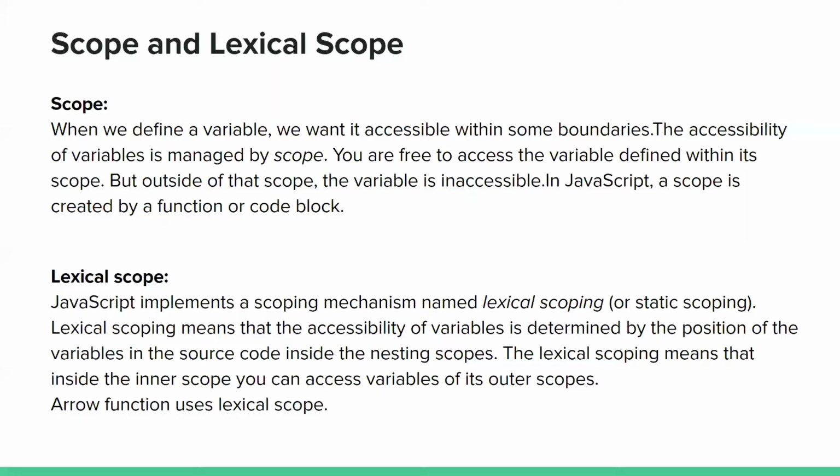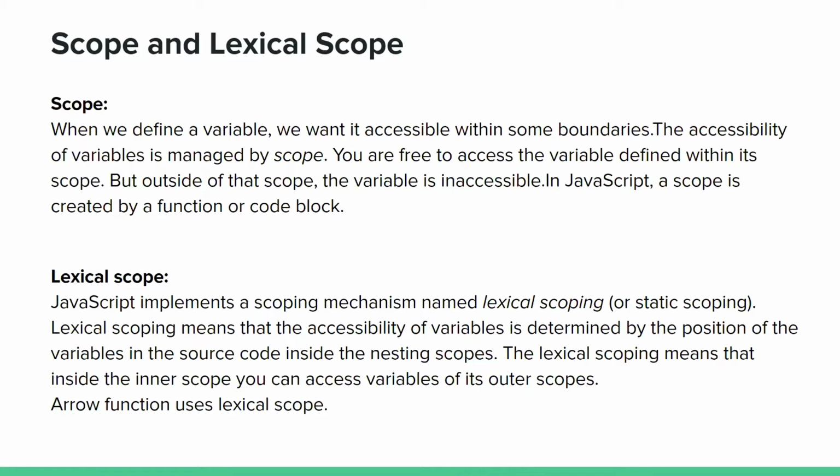So what are closures? Before moving into closures, I would like you to know what scope and lexical scope are. We should not miss this. So generally, what is scope, guys? When we define a variable, we want it to be accessed within some boundaries. The accessibility of the variable is managed by the scope. You are free to access the variable defined within its scope, but outside of that scope, the variable is inaccessible. In JavaScript, a scope is created by a function or a code block.